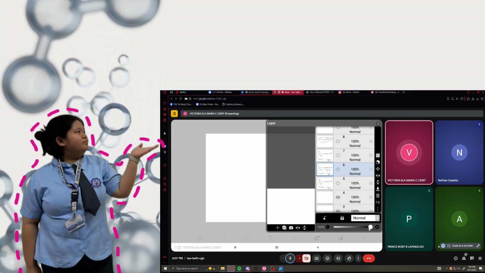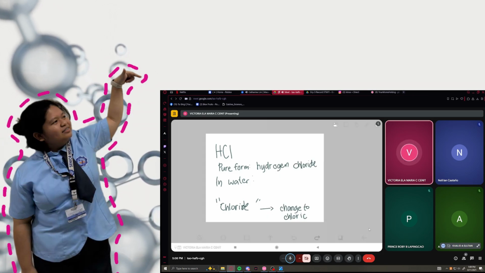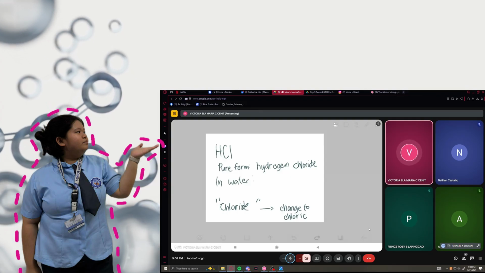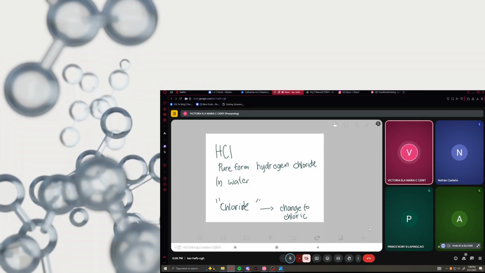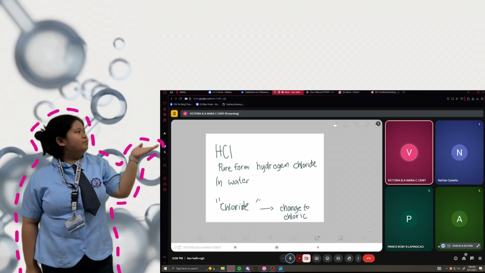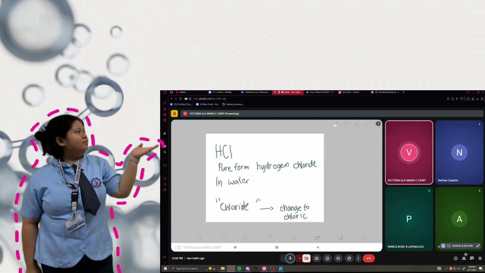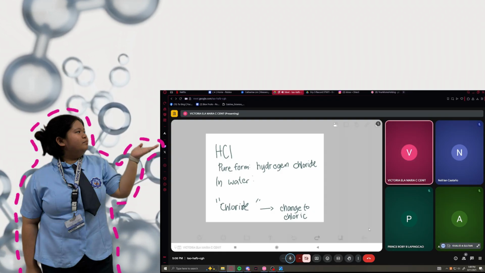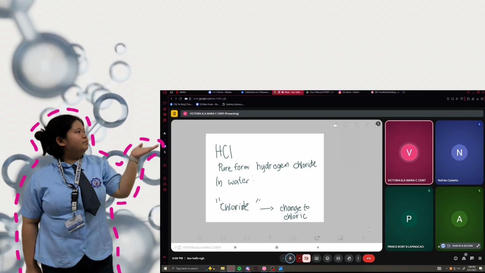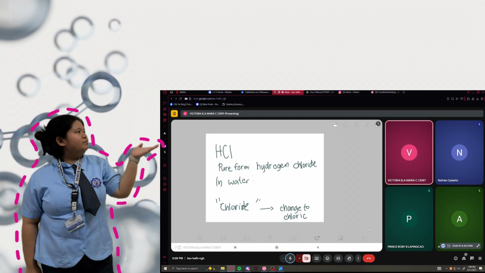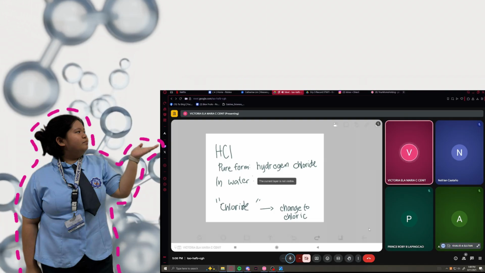Now, for example number two, HCl. In pure form, it's called hydrogen chloride, but in water, or aqueous, it's hydrochloric acid. Add the prefix hydro to the root word chlor. Change the ide in chloride to ic, which makes it chloric, and add acid, making hydrochloric acid.